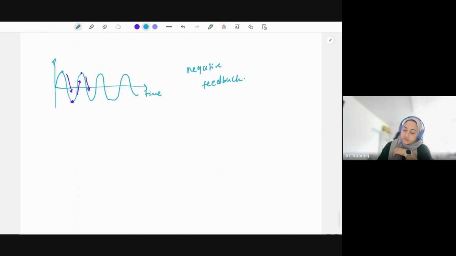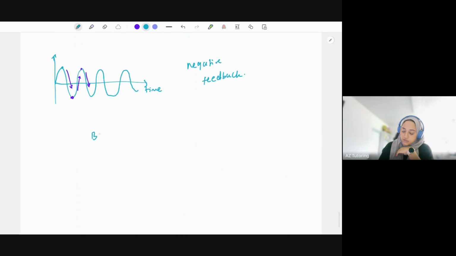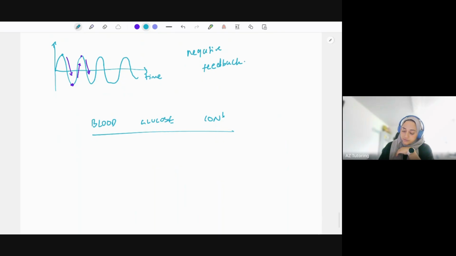Now, for both foundation and higher, you need to know about blood glucose concentration when it's low and high. So if your blood glucose concentration is too high, so we're on top of the peak, we need to bring it low.